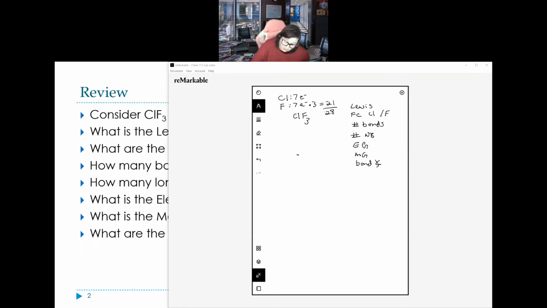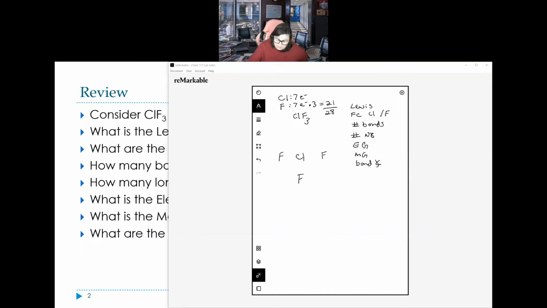Now, to draw that, Cl is our center. A fluorine, a fluorine, and a fluorine. Does it matter where I put them? No, it really does not. For now, we're just trying to get the electrons dealt with. So we don't really care what those bond angles look like or anything else. Lewis structure doesn't care about that.